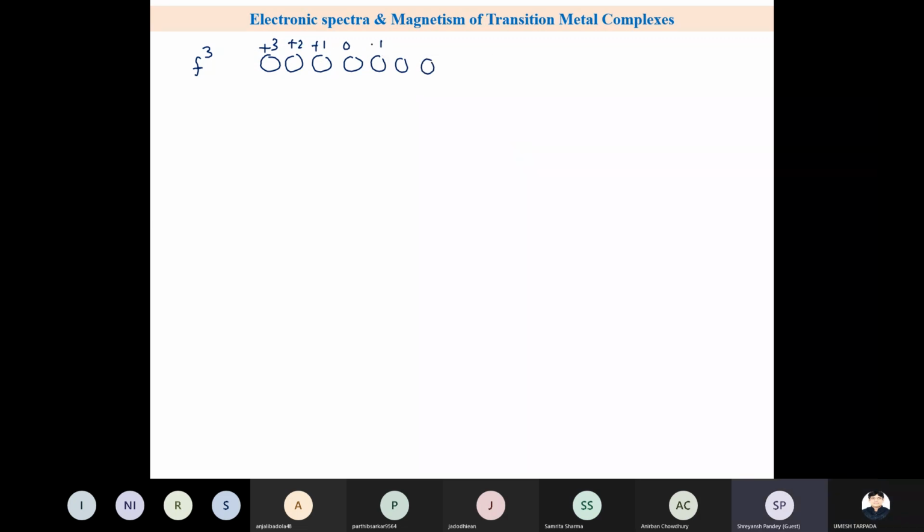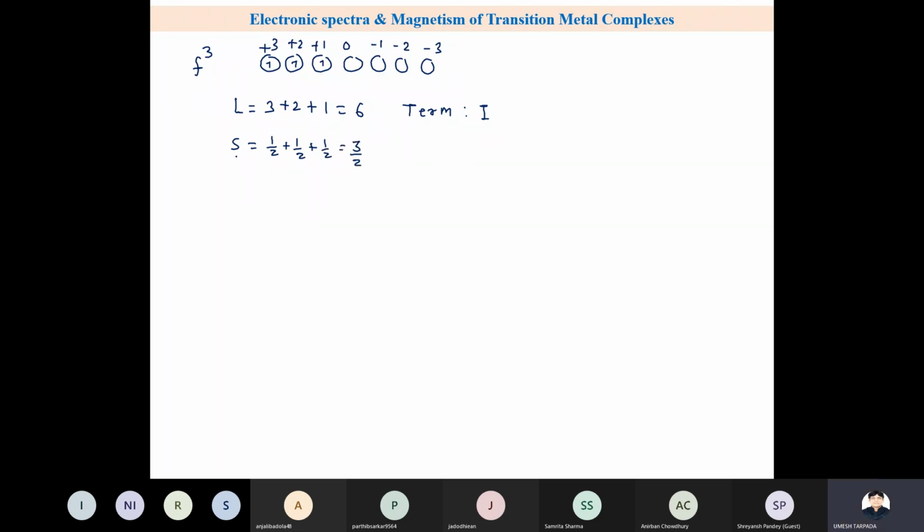Yes, -1, -2, -3. Here 3 electrons are there, so the L value is 3 plus 2 plus 1, that is 6. So which term is there? It's the I term. Good. Next you go for the S value. What is the S value? It is 3 by 2, that is 1 by 2 plus 1 by 2 plus 1 by 2.